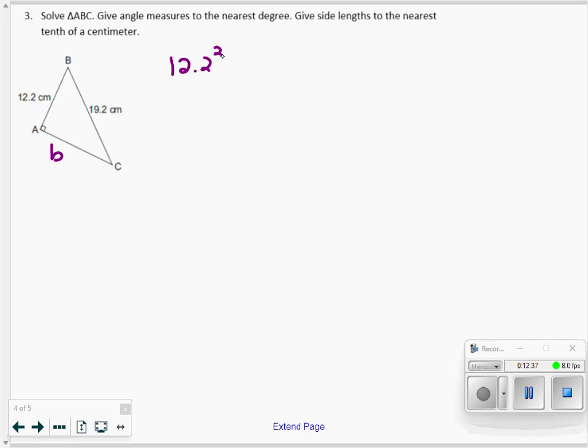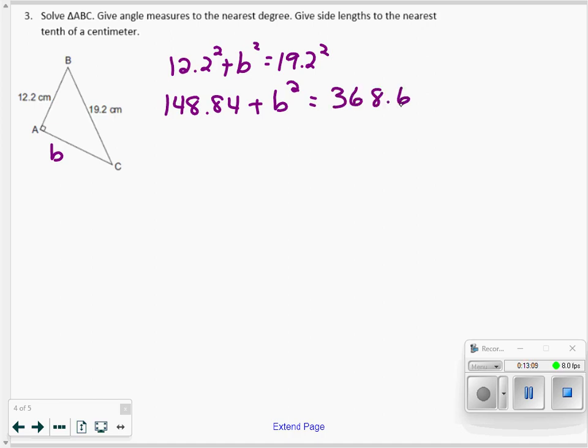12.2 squared plus b squared equals 19.2 squared. And if you know that you need to subtract the 2 right off the bat, you can do that. 12.2 squared is 148.84 plus b squared equals 19.2 squared, 368.64.